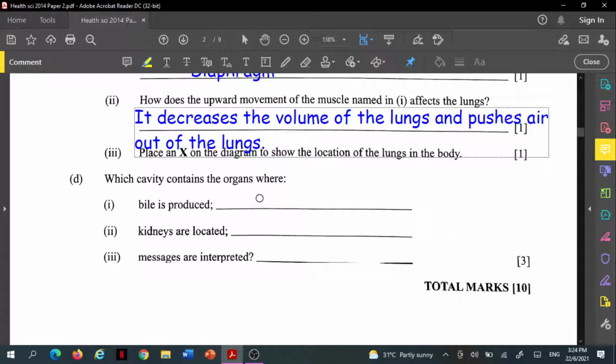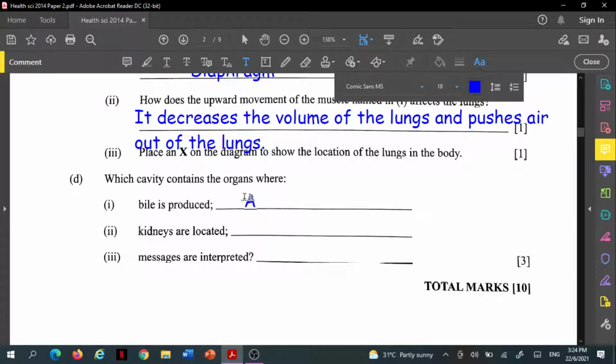It said, which cavity contains the organs where bile is produced? Bile is produced by the liver, and the liver is in the abdominal cavity. So this will be abdominal. Remember that bile is produced by the liver, but it's stored in the gallbladder. So that's the abdominal cavity for the liver. And then kidneys are located where? Kidneys are also located in the abdominal cavity. All right, so great. Messages are interpreted in the brain. So that's the cranial cavity.